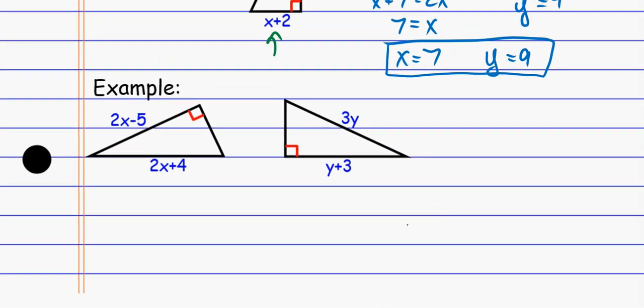If I look at this one, same kind of thing. And just be careful. I have to match up the hypotenuse with the hypotenuse, the leg with the leg. So here, this is my hypotenuse across from the right angle. Here's my hypotenuse across from the right angle. So in other words, 3y equals the 2x plus 4. The legs also have to match up. Here's a leg and here's a leg. So once again, those should be equal to each other.